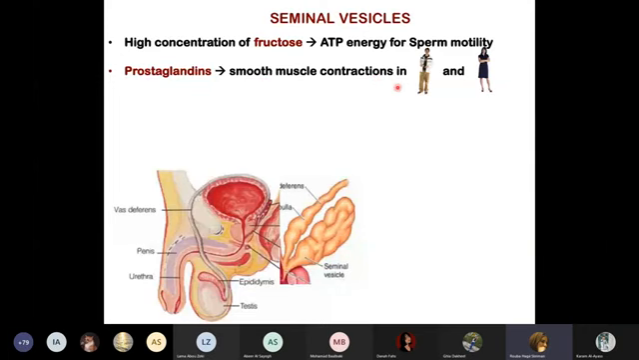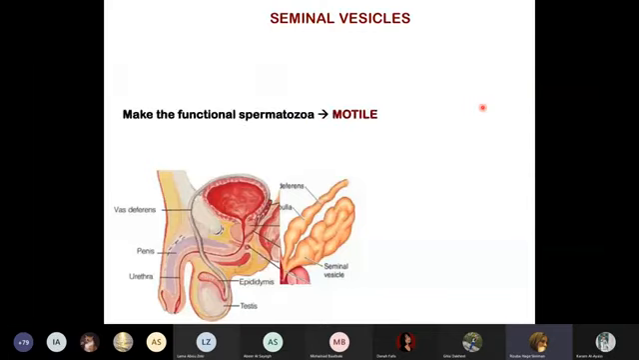While they are moving in the male reproductive system to get ejaculated outside of the body, prostaglandin will trigger smooth muscle contraction in the male reproductive system. Once they are ejaculated inside of the female reproductive system, the prostaglandin coming with the sperms will also trigger contraction of the female reproductive system. All of this will help make the functional sperm a motile sperm. It will help it to be motile.